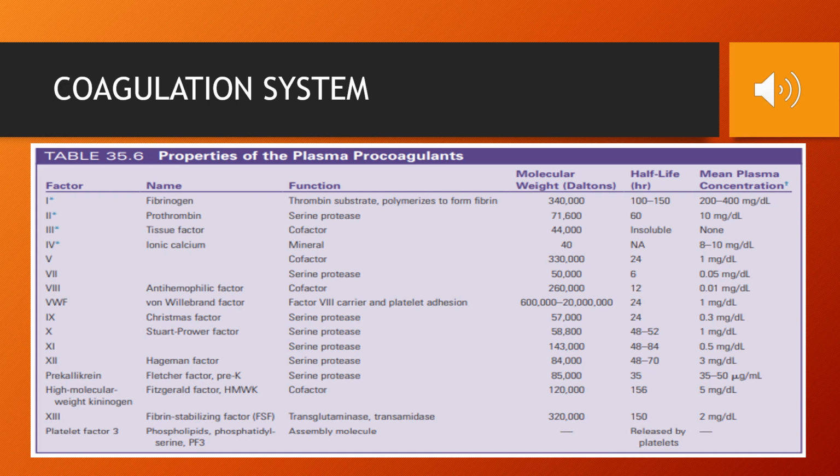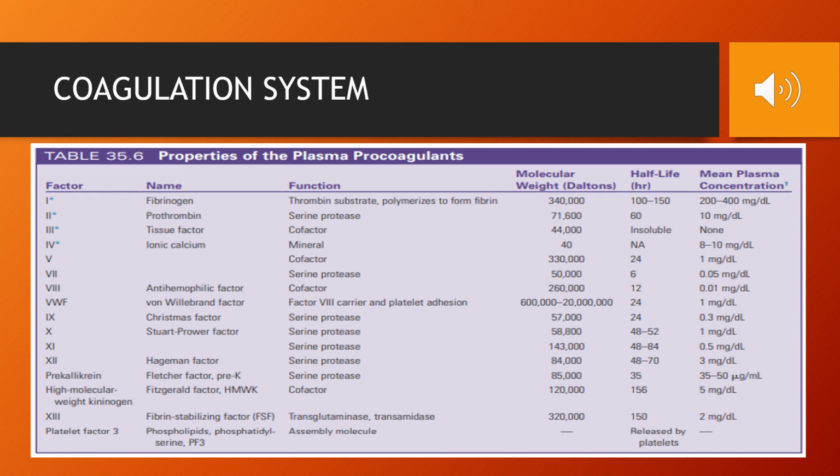So the numeral 4 is identified as plasma cation calcium. And then the numeral 6 was assigned to a procoagulant, but then it was later determined to be an activated factor 5, which is why factor 6 was withdrawn from the naming system and was not assigned a name.